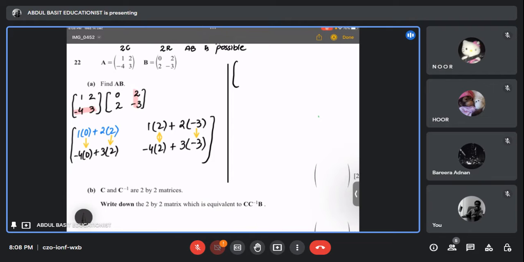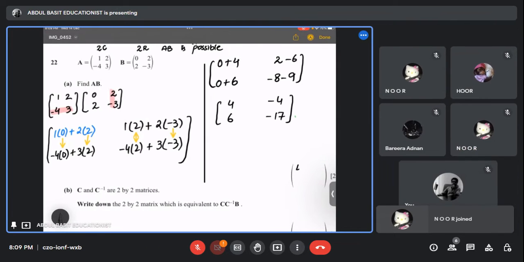1 times 0 is 0, plus 2 twos are 4, 1 twos are 2, plus minus 2 threes are minus 6. Then minus 4 into 0 is 0, plus 3 twos are 6. Minus 4 into 2 is minus 8, plus minus 3 threes are minus 9. Bracket closed. Now 0 plus 4 is 4, 0 plus 6 is 6, 2 minus 6 is negative 4, minus 8 minus 9 is negative 17, and this is our final answer. We have to write the answer in this way.